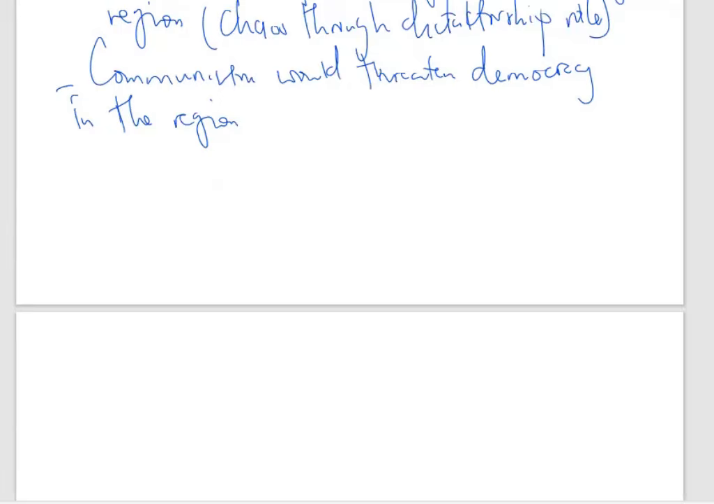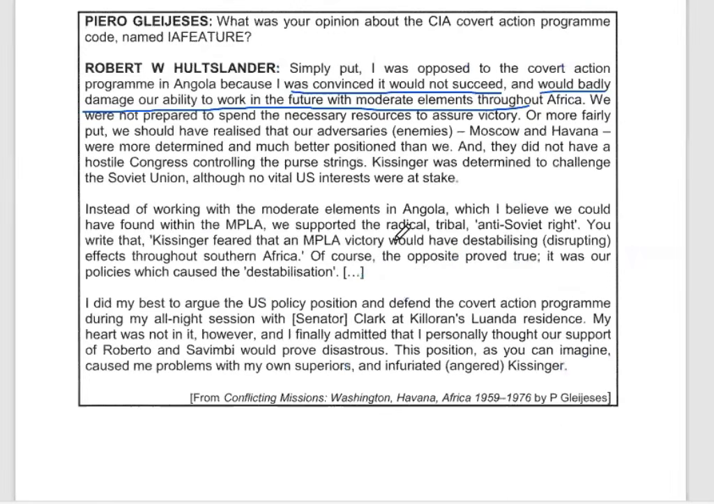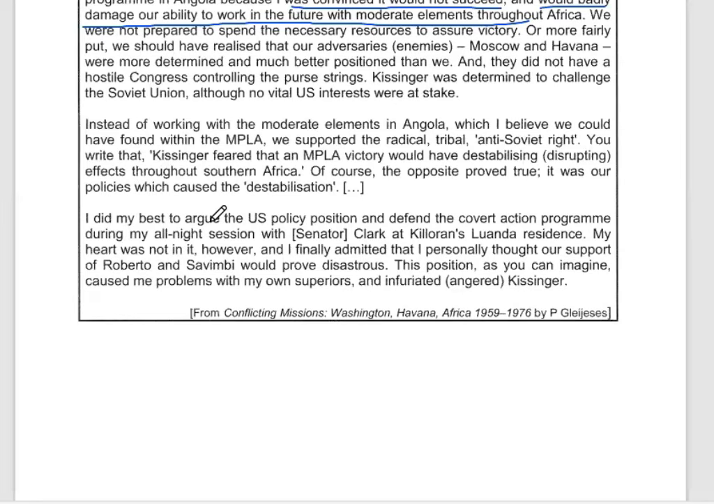Right, number 2.3.4, the next question. What, according to the source, did Wuslander do during his all-night session with Senator Clark at Killoran's Luanda residence? Give 2 responses. This is an extraction question. What did he do? I did my best to argue the US policy position and defend the covert action program during my all-night session with Senator Clark at Killoran's Luanda residence.